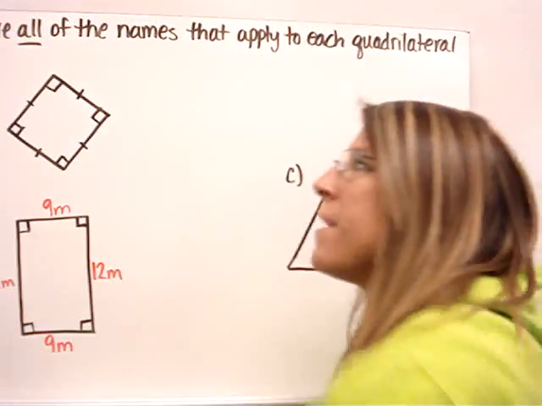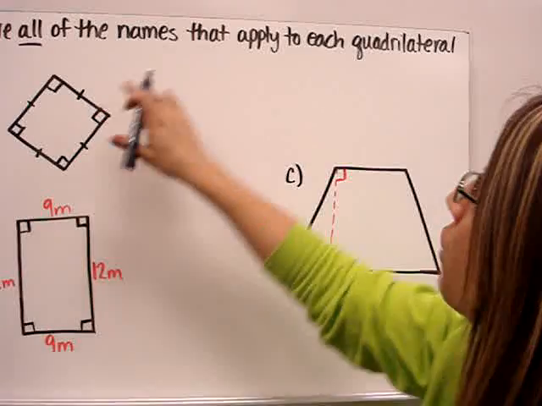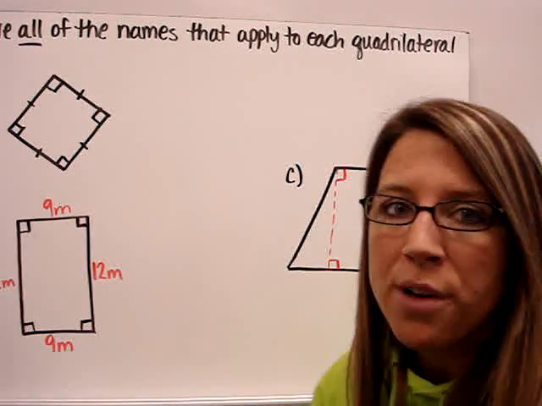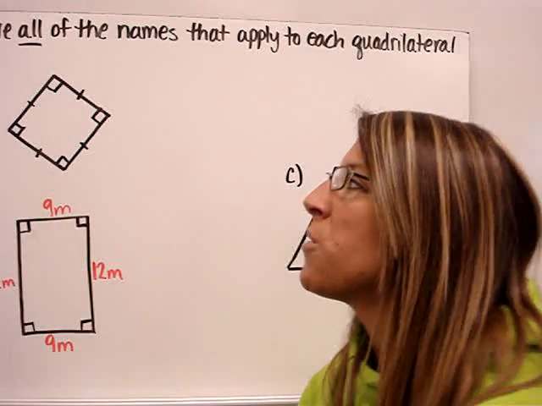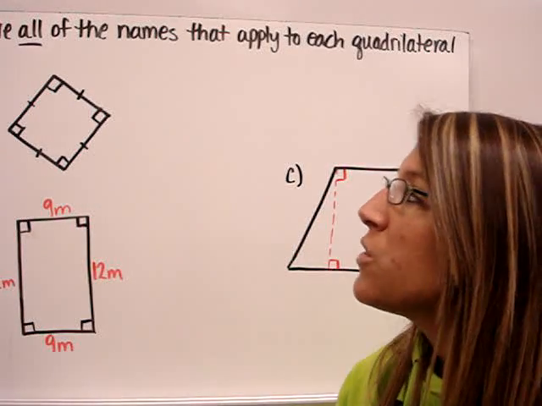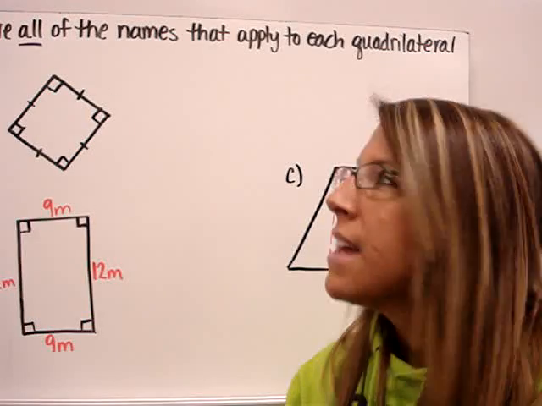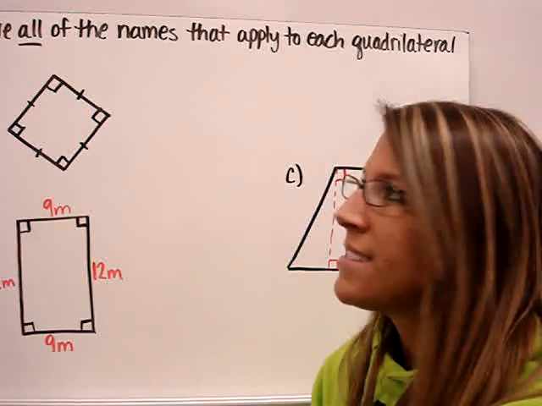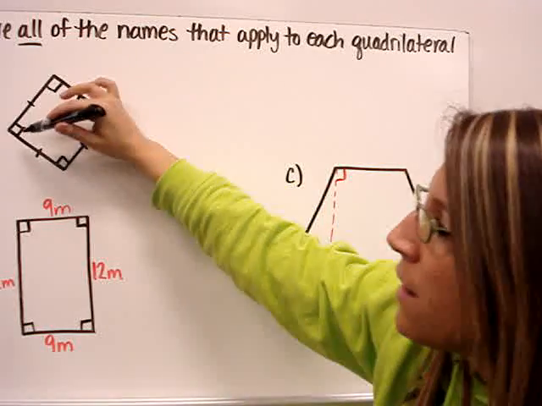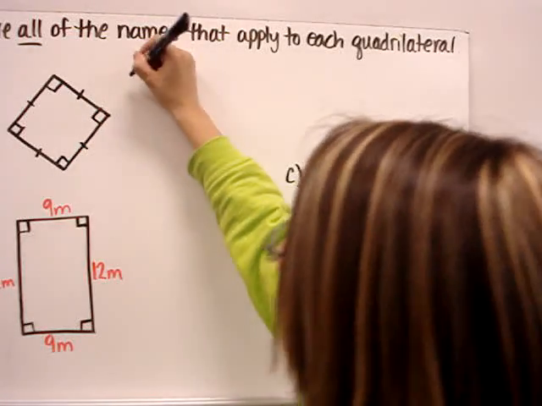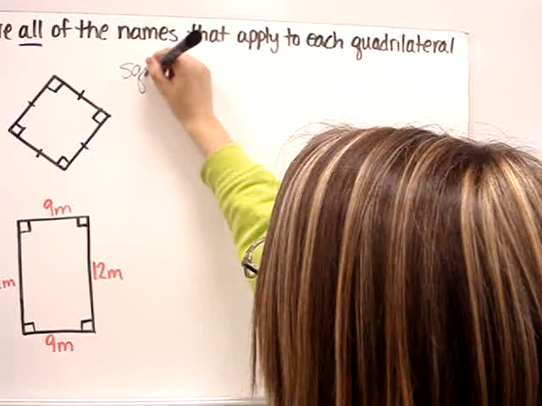So we're going to just do a few identification examples, and we're going to give all of the names that apply to each quadrilateral. This could get tricky, but we can totally do it. When you first look at this quadrilateral in example A, it looks like a diamond, right? It's obviously a square that's tilted on its side. So because I've just said square, what makes it a square? I've got 4 right angles and 4 congruent sides. So it's certainly a square.